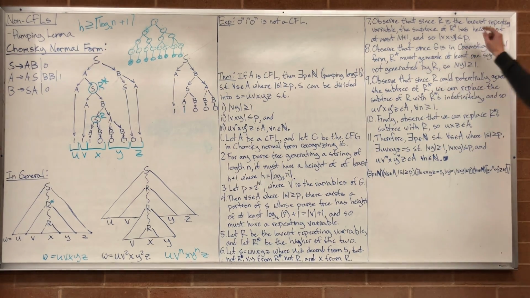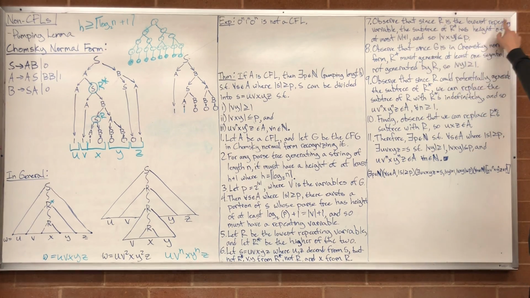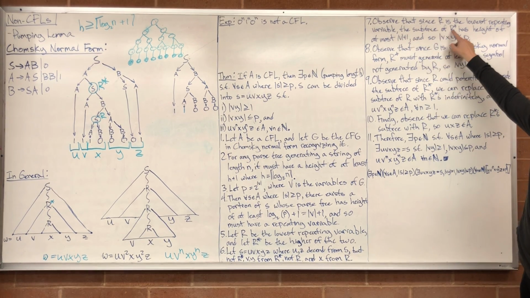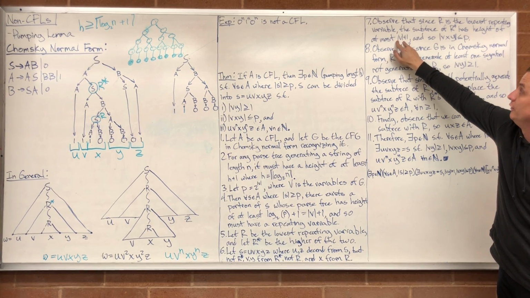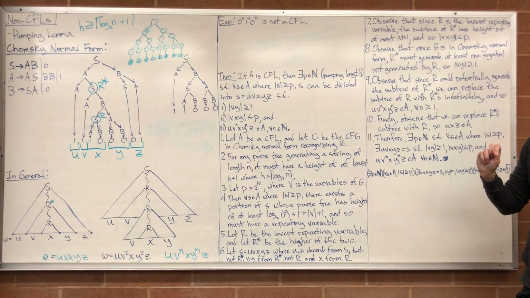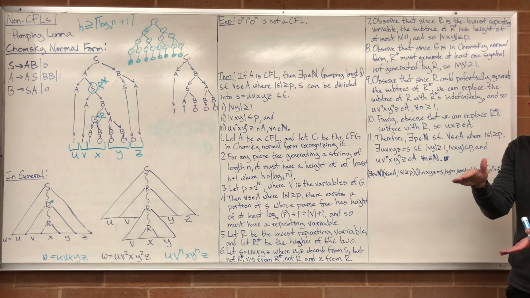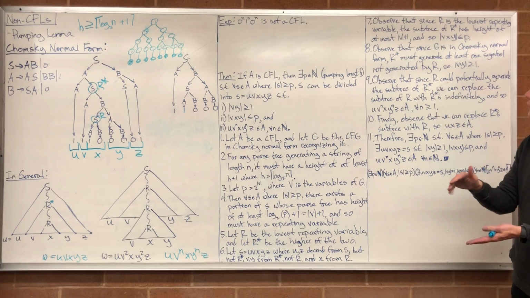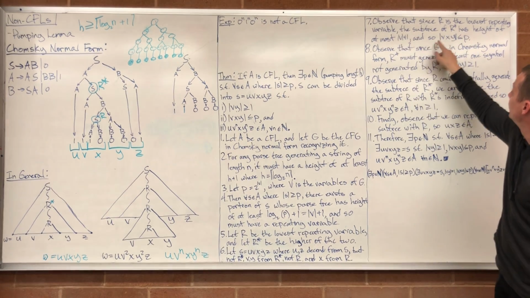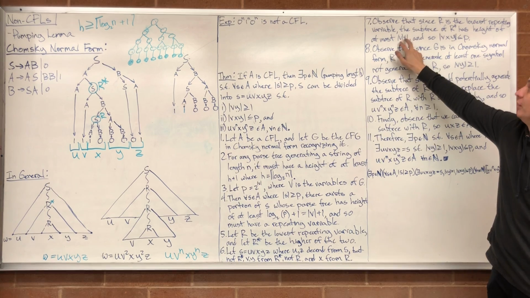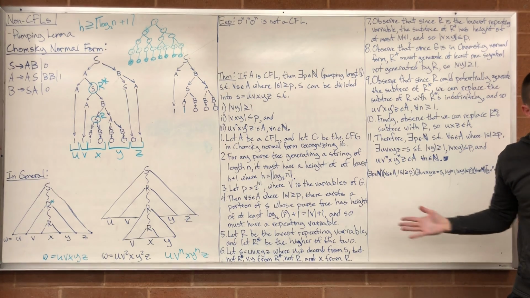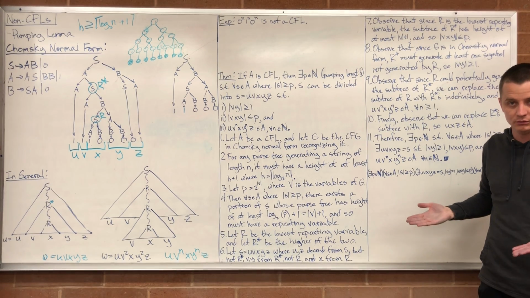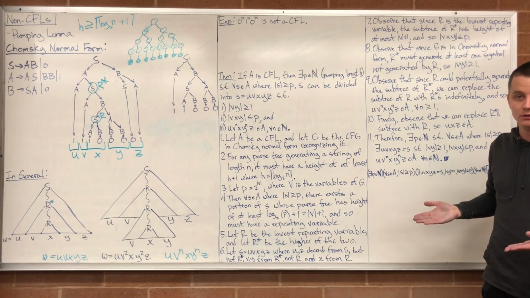So then we're up to 7. Observe that since R is the lowest repeating variable, the subtree of R star has height of at most V plus 1. Since R is the first repeating variable, going from the bottom up, then going from R star to R, that tree has to have a height of at most our number of variables plus 1. If it had our number of variables plus 2, then we would have had 2 repeating variables, and we didn't pick the first repeating variable. Does that one make sense?